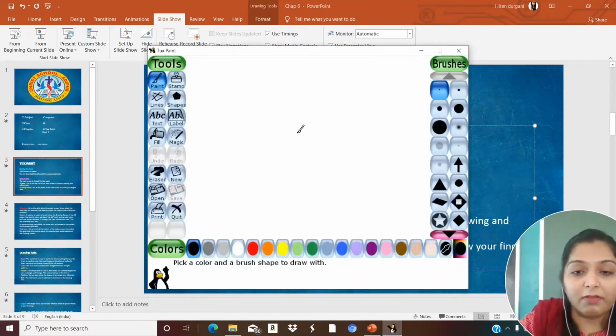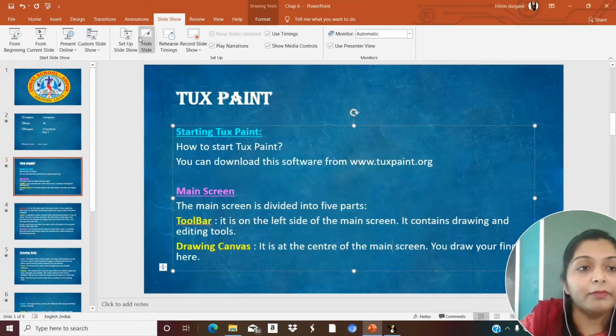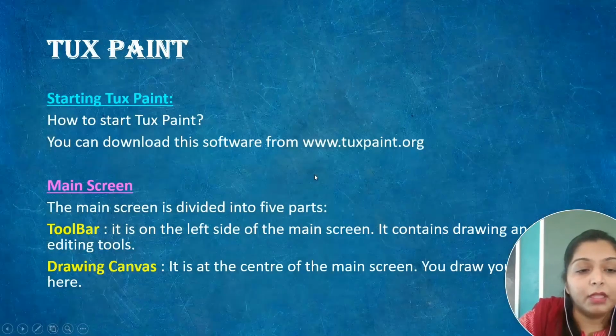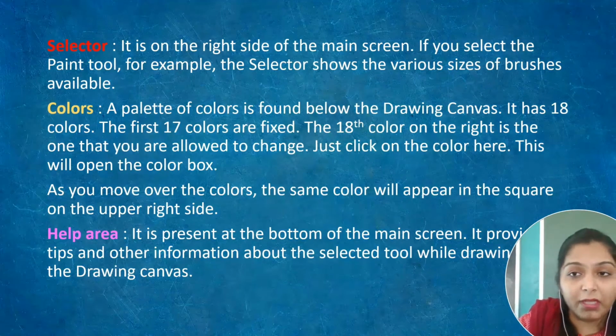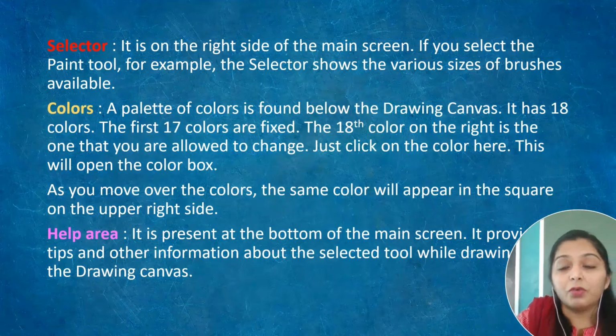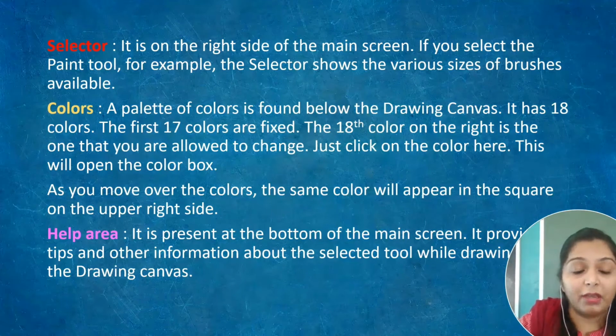See, this is our Tux Paint. Okay? These are the tools. Understood? It is on the left side of the main screen and this is our drawing area. It is known as the drawing canvas. Here we can draw. Okay? Moving on, what do we have next? Next, it is on the right side of the main screen. If you select the paint tool, for example, the selector shows various sizes of brushes available.